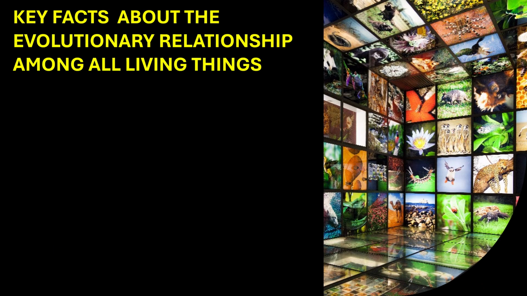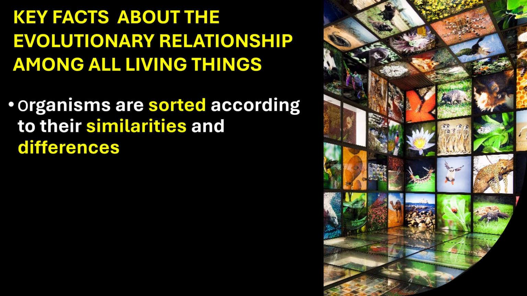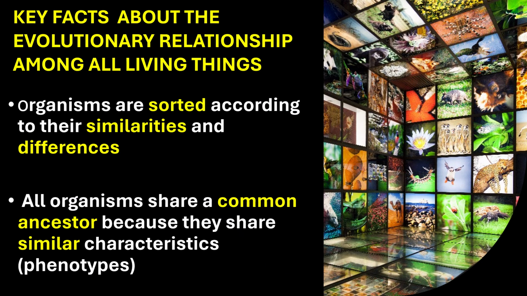Then we look at some key facts about the evolutionary relationship among all living things. Organisms are sorted according to their similarities and differences, and that is one basic criterion we need to know. The assumption is that all organisms share a common ancestor, and the reason is because they share similar characteristics. Another word for characteristics is phenotypes.